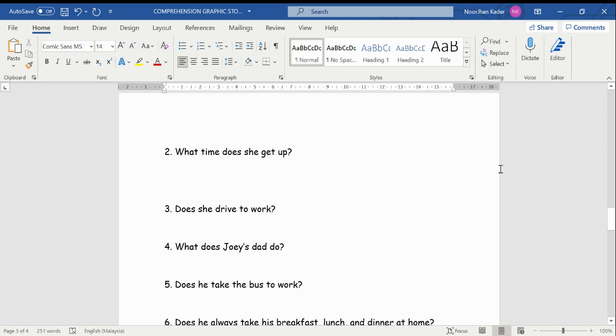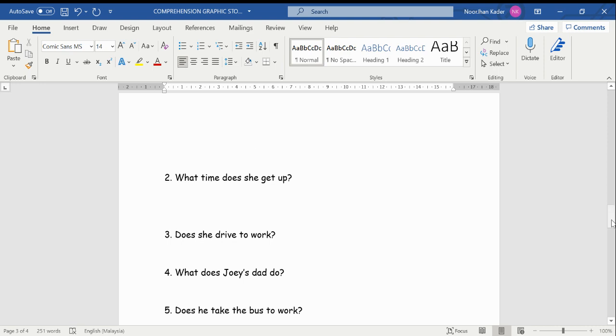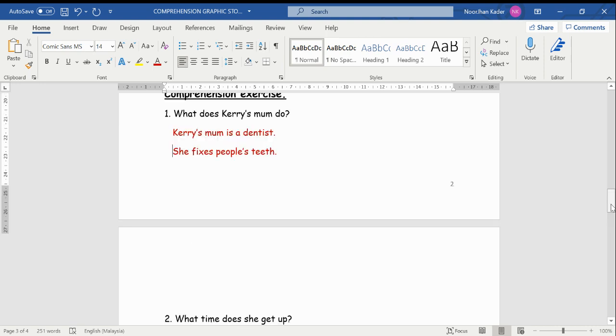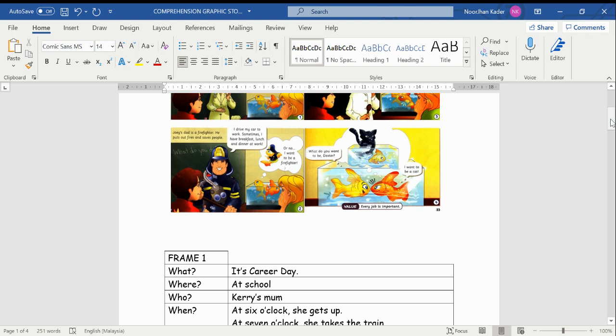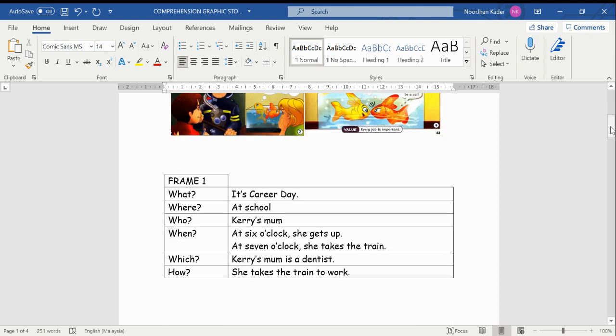Okay, what time does she get up? So this is all frame 1. When it's going to be frame 2, I will let you know. Now it's still frame 1, so you just need to look at frame 1 and also the table for frame 1. What time does she get up? Here, at 6 o'clock she gets up.